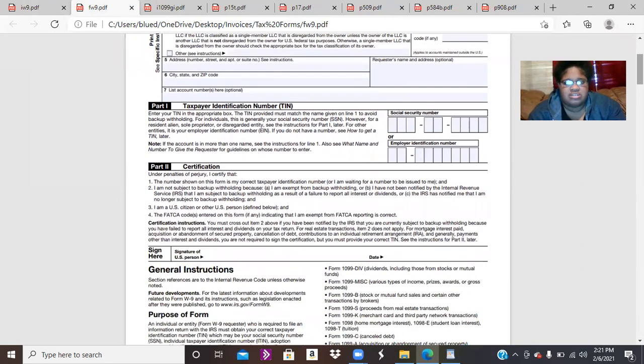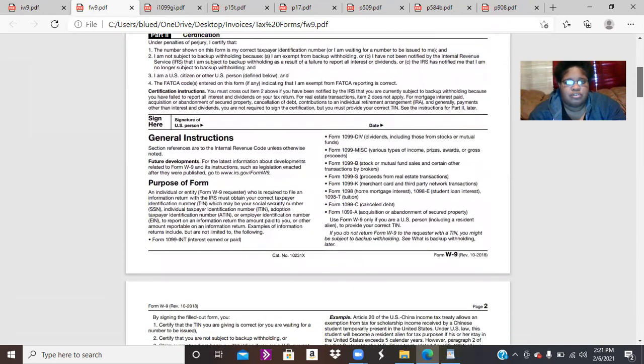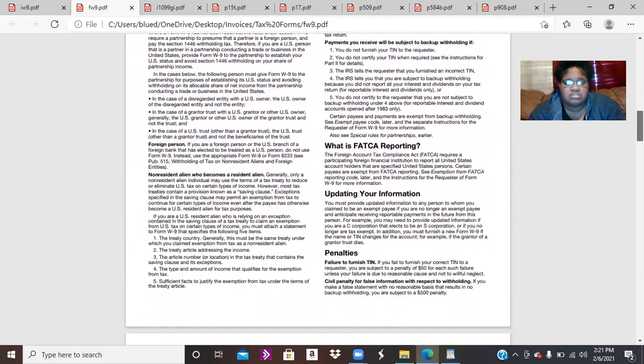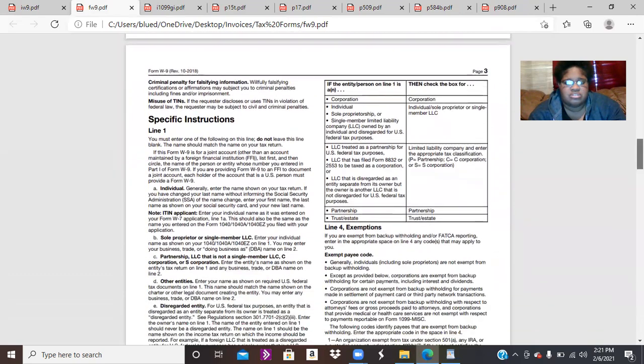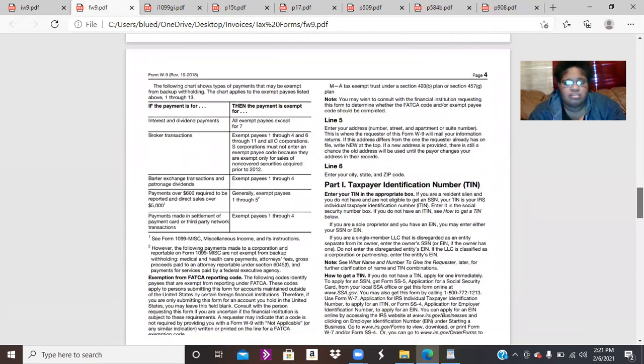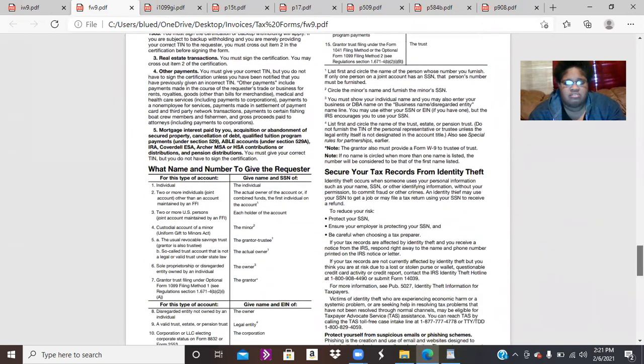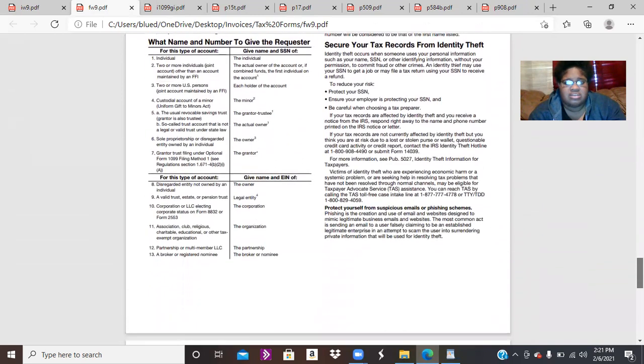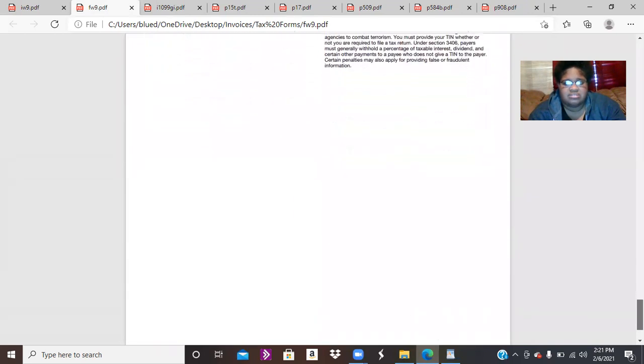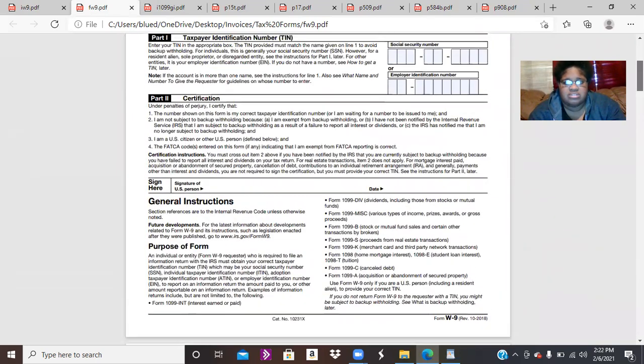Okay, and then it comes down here, you should have the taxpayer identification number, the TIN, which is basically your social security number, or you can use your EIN, which would be your employer identification number, right? And then you would come down even further. You sign here and you date it. Then it gives you general information about other forms that you may have to fill out and things like that. And then you keep scrolling. It tells you your penalties, your specific instructions for everything. Secure your tax records from identity theft. Privacy Act.